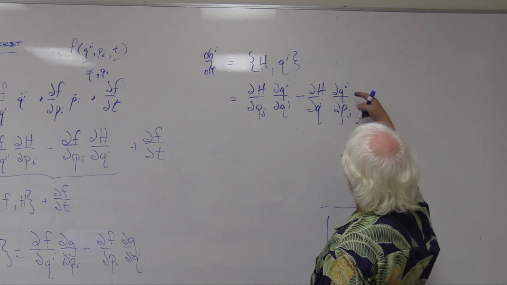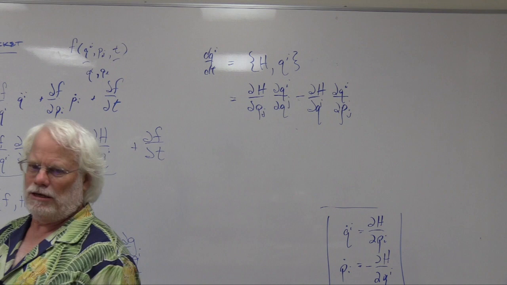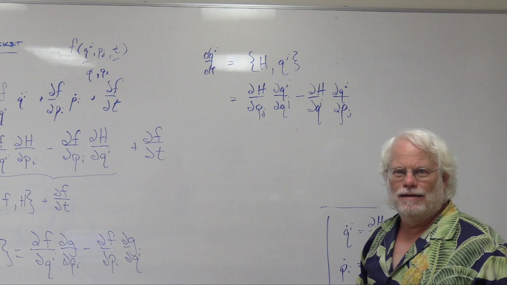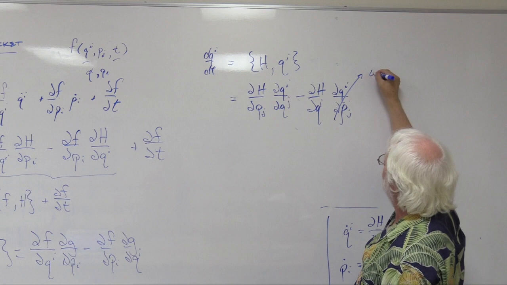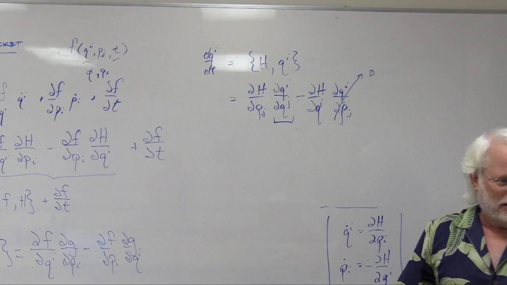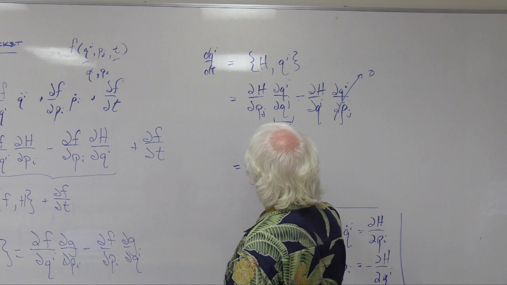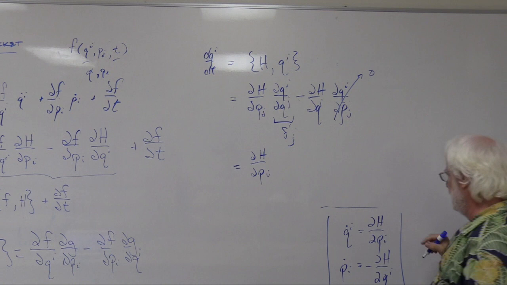So this takes place in phase space, all right? We're now in a six-dimensional space spanned by position and momentum coordinates. What's the partial of q with respect to p? Zero, right. Those are independent coordinates. So this is zero. The partial of q_i with respect to q_j is the Kronecker delta. So what we get is partial H with respect to p_i is dq/dt. And lo and behold, that is one of Hamilton's equations with the right sign.